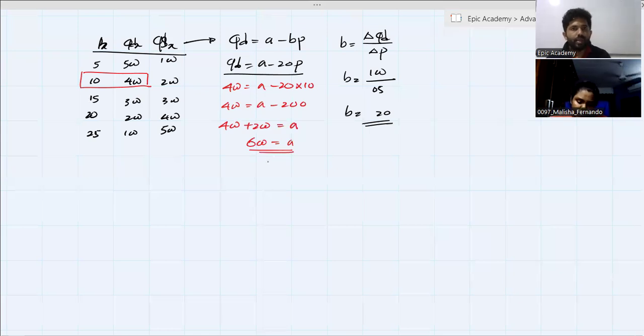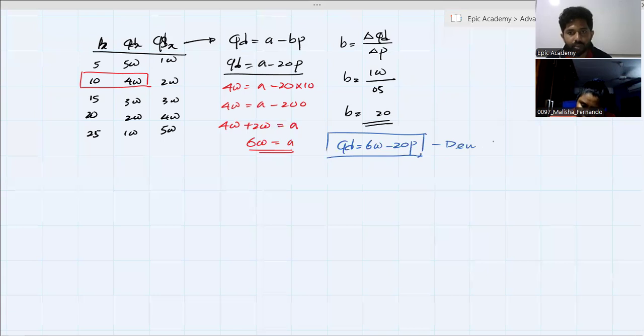So now you identify the QD equals 600 minus 20P. So this is the demand equation you can find by using this schedule. Okay, now we are heading to derive the supply equation.